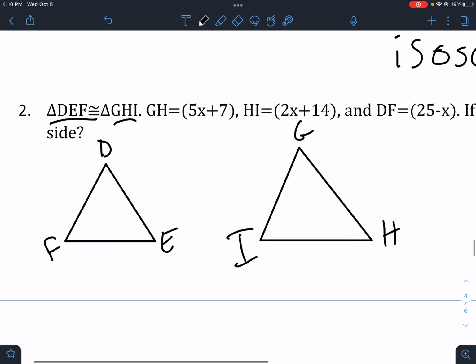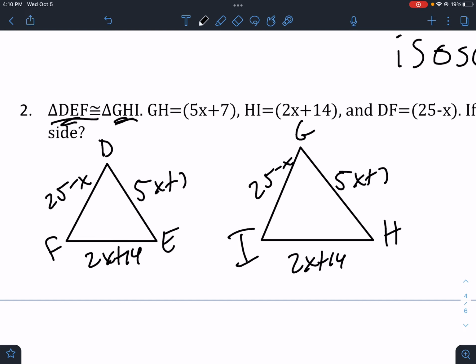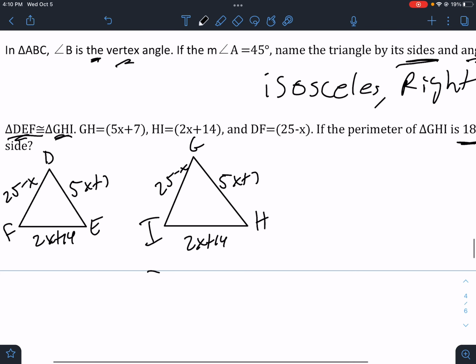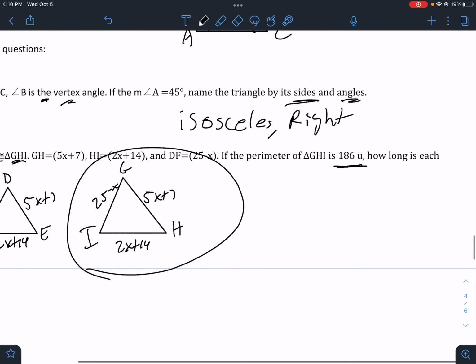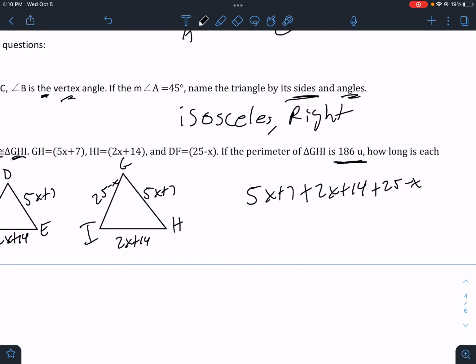GHI. GH, 5x plus 7. Well, that means this is 5x plus 7, because what do we know about GH and DE? They're the same. HI, 2x plus 14. 2x plus 14. And DF, 25 minus x and 25 minus x. Now, do those have to add up to 180? Nope. The perimeter is 186. So basically, we know that that has to add up to 186. But it might have been hard to tell if you didn't draw them out and label the pieces. We know that 5x plus 7 plus 2x plus 14 plus 25 minus x equals 186.